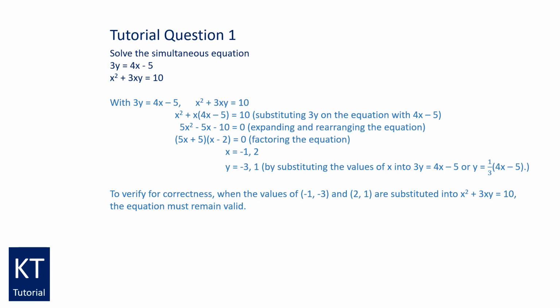We will then reinsert each of the x values into the 3y equals 4x minus 5 equation to solve for y. You could also verify for correctness by inserting the identified values of (-1, -3) and (2, 1) by substituting them into the other equation, where the equation must continue to remain valid.